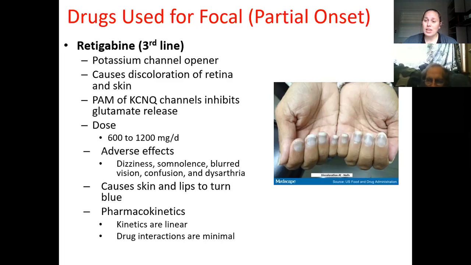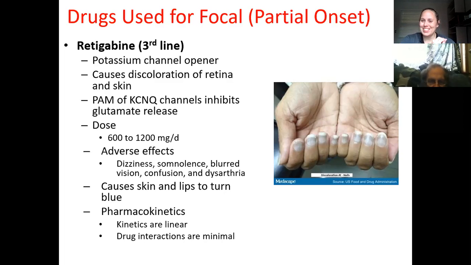And similar to when we were looking at that kinetic graph earlier, this does fall into the kind of linear kinetics that we were plotting out earlier, and drug interactions to this are fairly minimal, but some of those adverse side effects, again, are partially why this is considered a third line approach.